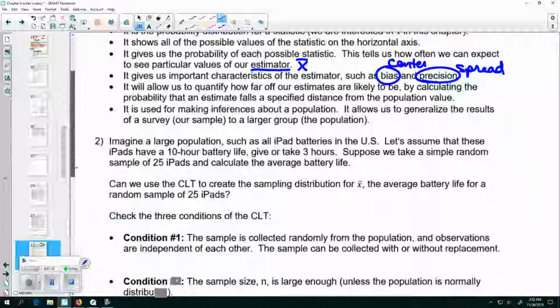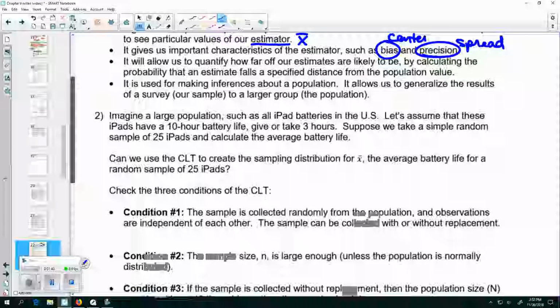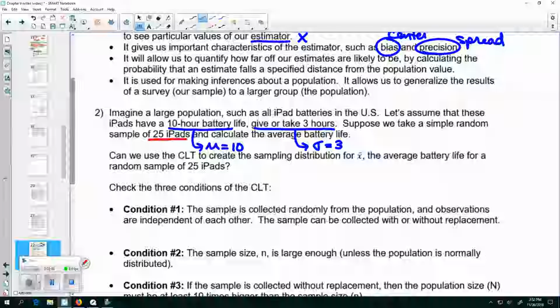Let's start with an example. So let's imagine a large population, such as all iPad batteries in the US. Let's assume that these iPads have a 10-hour battery life, give or take 3 hours. Suppose we take a simple random sample of 25 iPads and calculate the average battery life. So notice that we have 3 things in here. We have mu, the mean for the population. We have sigma, which is the standard deviation for the population. And we also have our sample size.